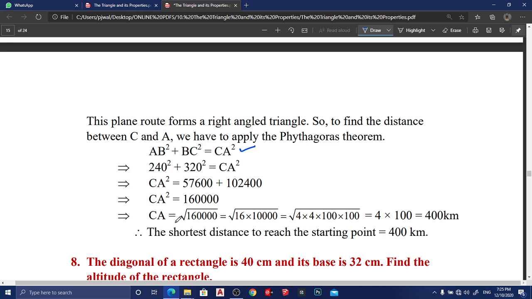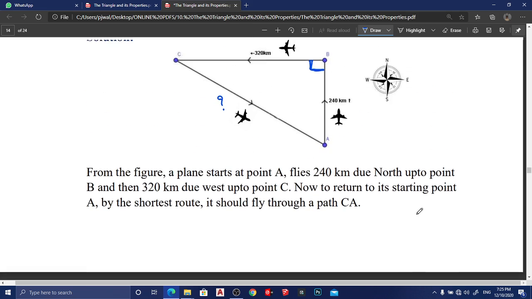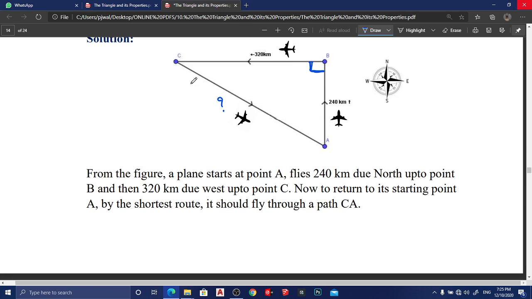Taking the square root, here you can find out CA, which is 16 into 10,000. 16 you can write as 4 into 4 and 10,000 you can write as 100 into 100. Out of these two 4s you can take a single 4. Out of these two hundreds you can take a single 100. So 4 into 100 is 400 kilometers, which is the shortest distance between the starting point and the ending point. So this is the 400 kilometers, which is the shortest distance to travel.